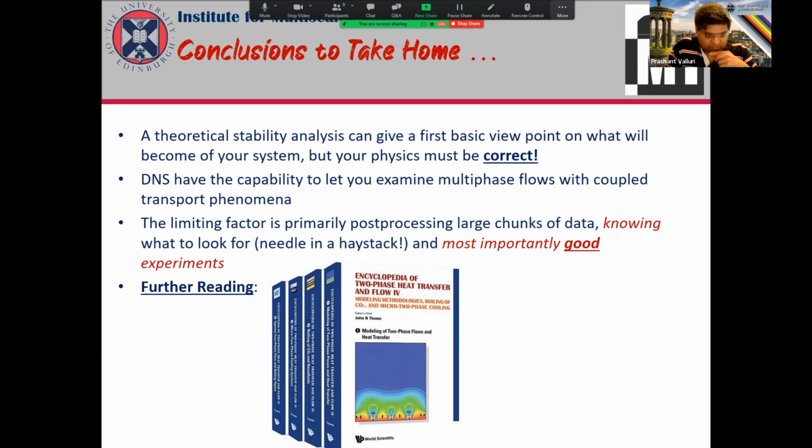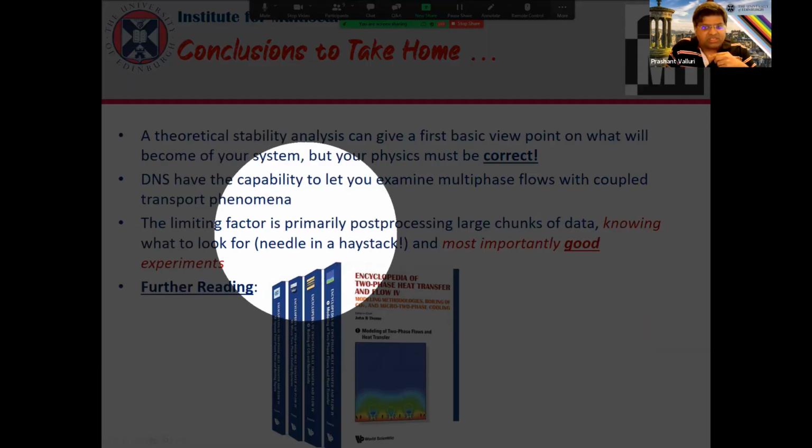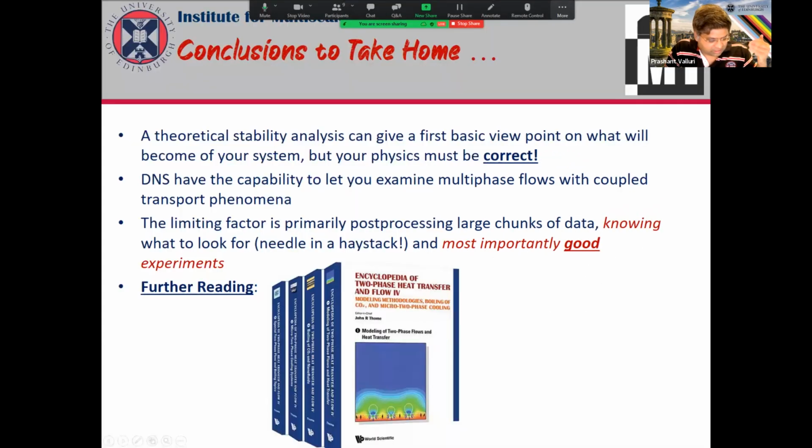The most important limiting factor is post-processing large chunks of data. I can tell you that in 2007 and 2008, when we developed the solver, it used to take about 40 days to obtain one result. Now we can obtain the same result within a few hours. But the amount of data that we get is about 100 gigabytes, and actually looking for the correct data takes more time. So post-processing large chunks of data is very important and takes a long time.